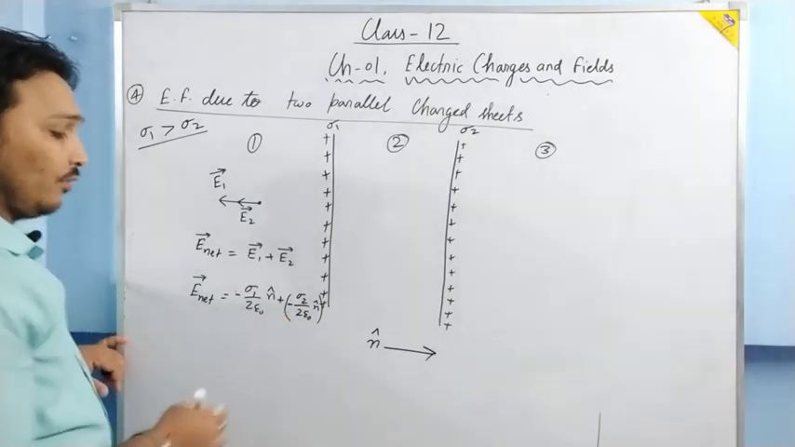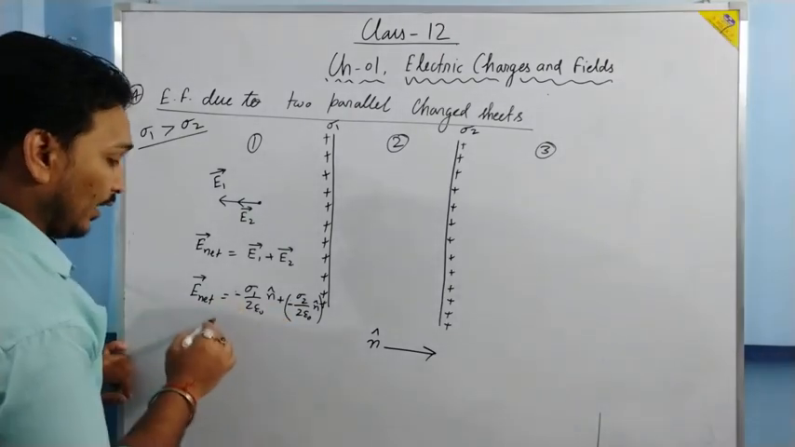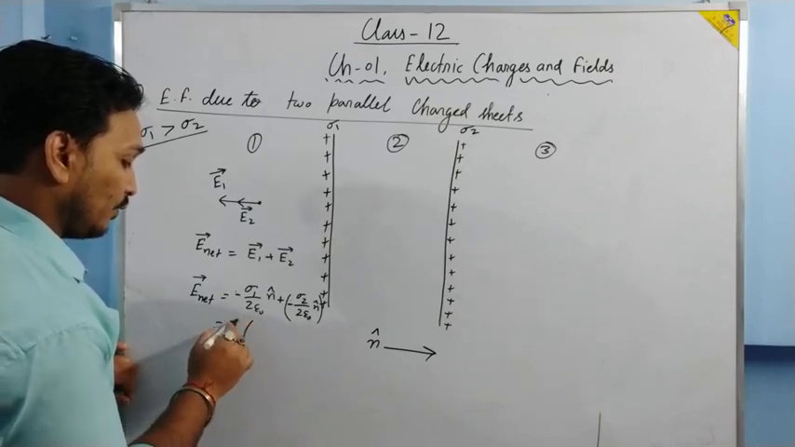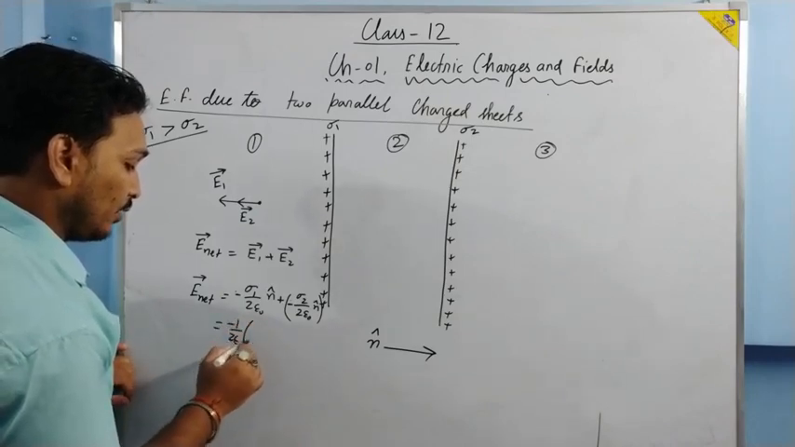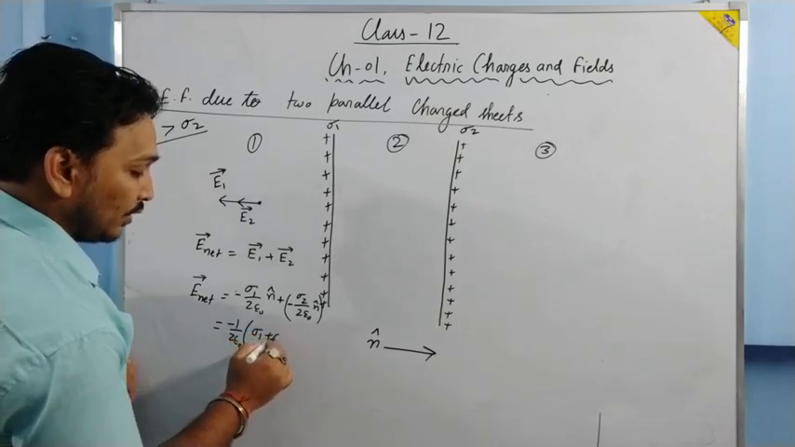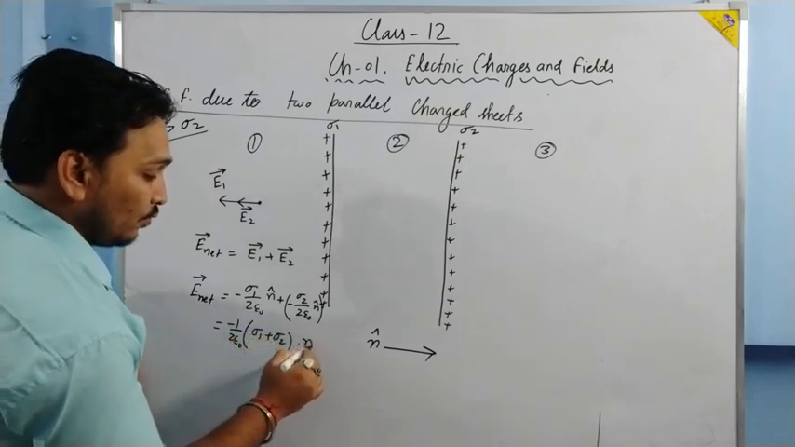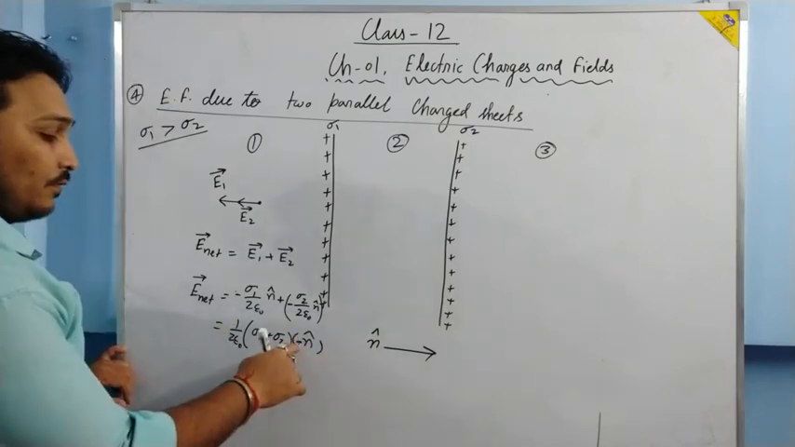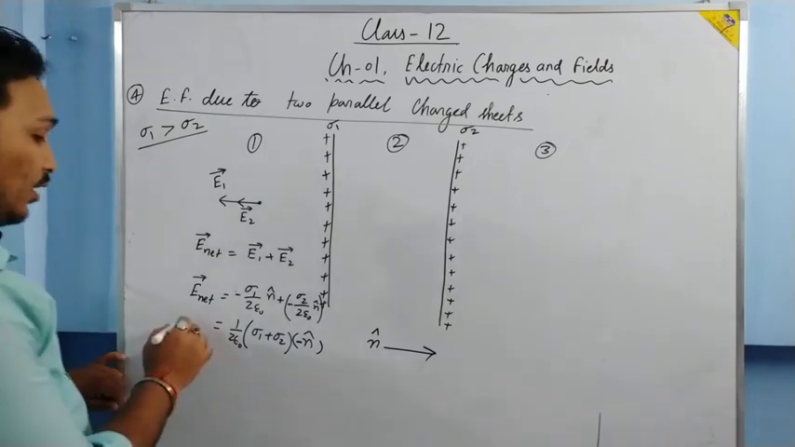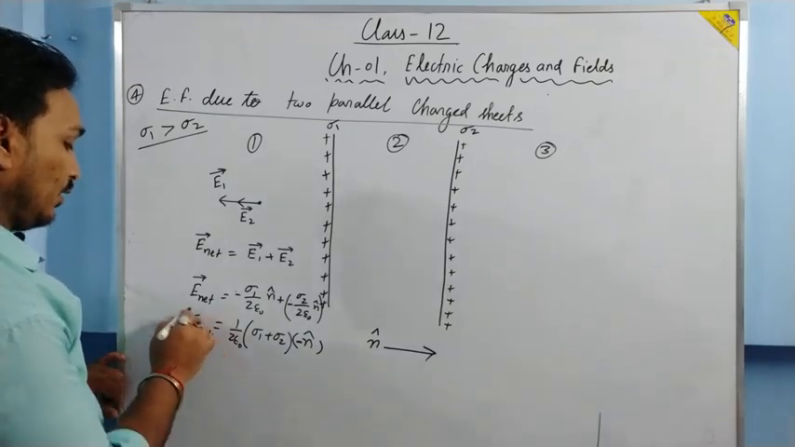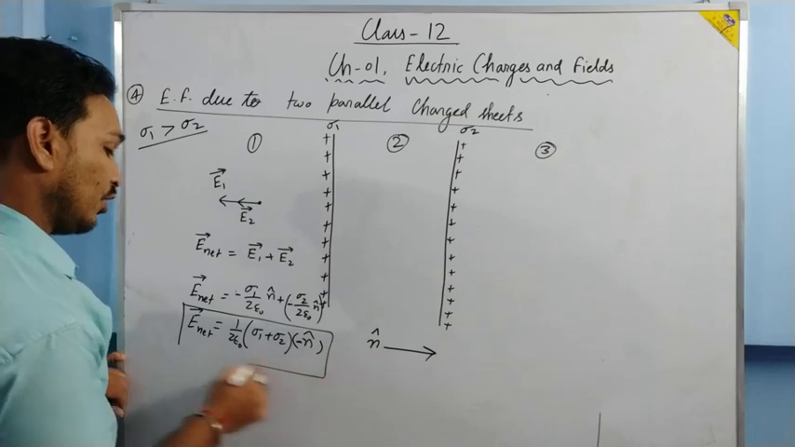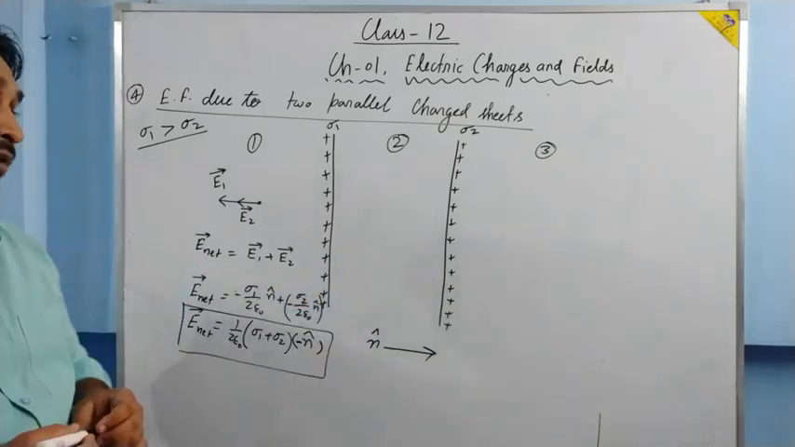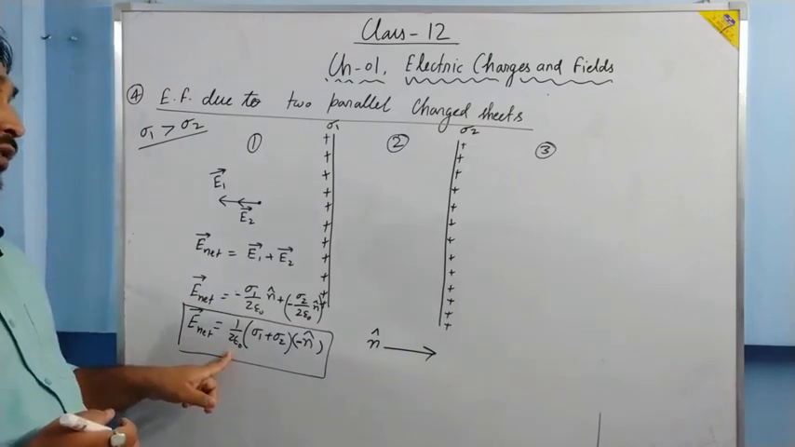Now this positive and negative becomes negative, and if we take the negative sign as common, we are going to have minus 1 upon 2 epsilon naught into (sigma 1 plus sigma 2) into n cap, or we should write minus n cap on this side. Is it clear? So this is the electric field in this region. N cap is directed from the first plate to the second plate. So this is the direction of the electric field.